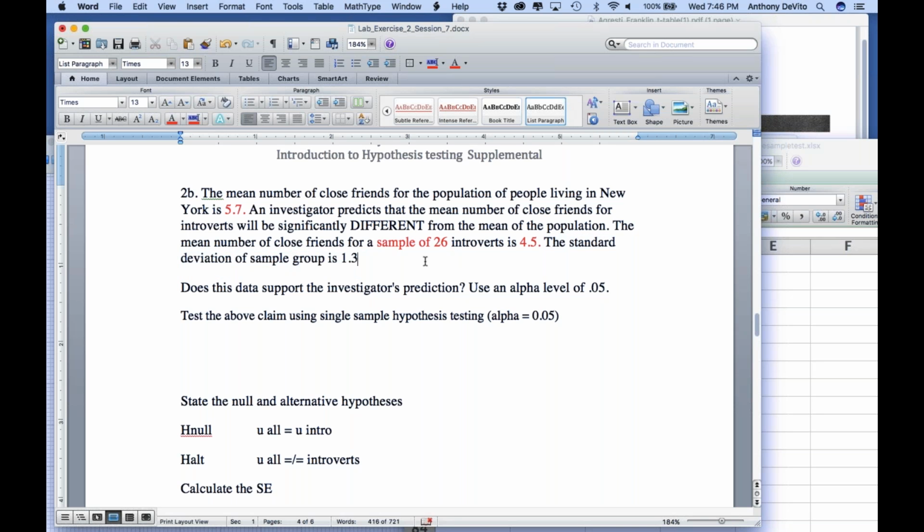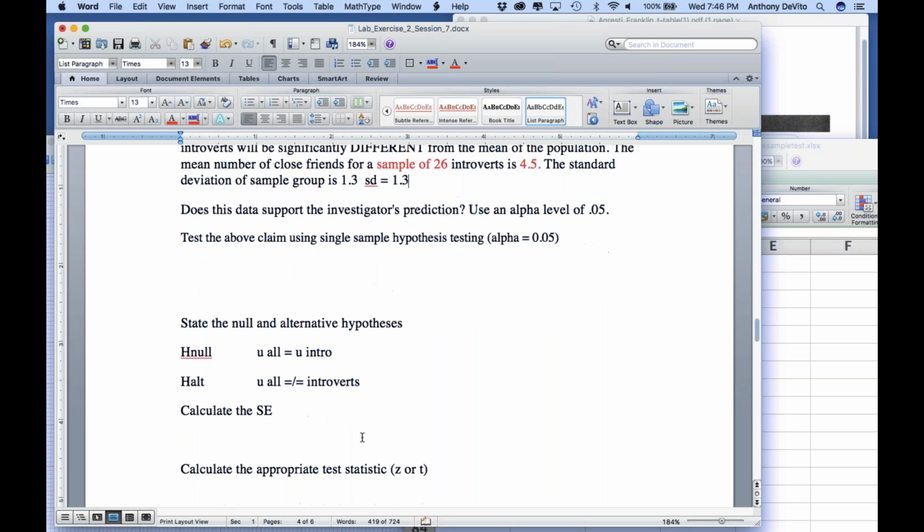So now I don't know sigma anymore, right? All I know is the standard deviation of the sample is equal to 1.3. So when I calculate my standard error, I can't say sigma over the square root of the sample size. Instead, I'm going to use the standard deviation of the sample divided by the square root of the sample size, which now means I have to calculate the t-score, not the z-score. Okay, so let's calculate what that is.